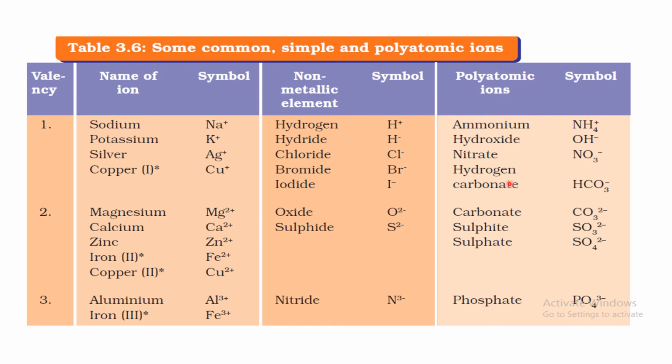Hydrogen carbonate formula is HCO3. It carries 1 charge, minus 1 valency. Carbonate has 2 minus charge, 2 valency, and formula is CO3. Sulfite, SO3, 2 negative charge. Sulfate, SO4, 2 negative charge, 2 valency. Phosphate, PO4, 3 negative charge. So all of you, please learn these well. It will help you in writing the chemical formula.